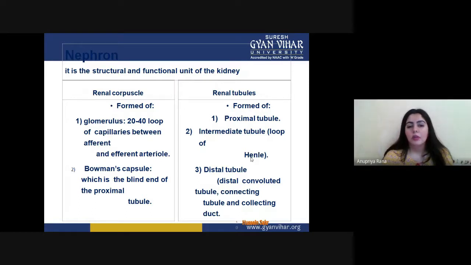So these are the processes by which this unit is a structural and functional unit of the kidney, by performing all these structures and functions.